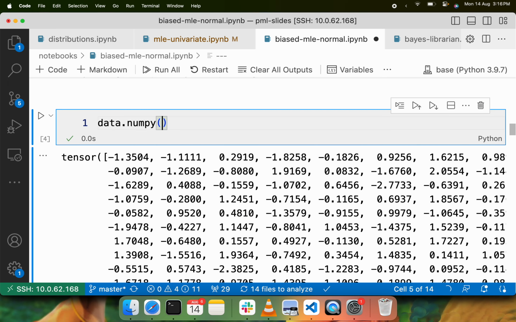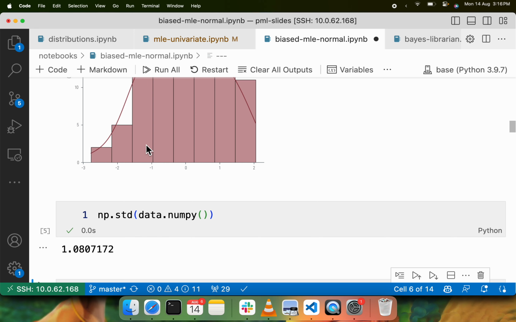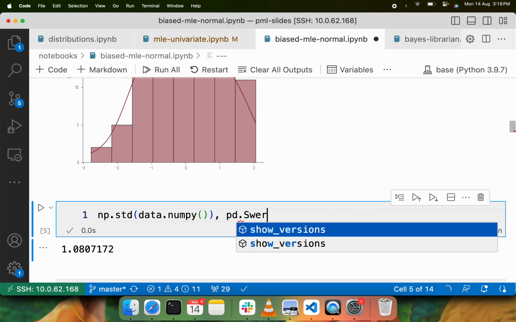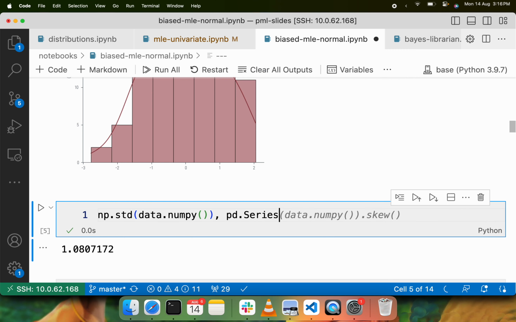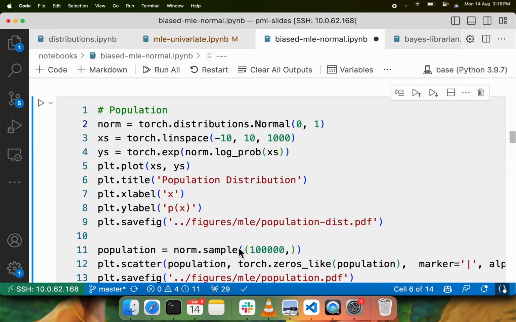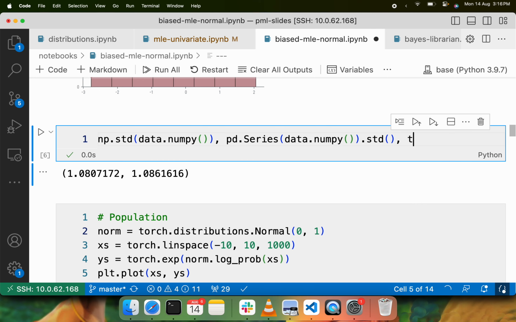So let me convert this to NumPy and do NumPy dot standard deviation. This turns out to be 1.08 some value. Let me do pd.Series of data dot NumPy dot standard deviation, and I get some different value. This is a question I asked in the first slide also, in the first lecture. It turns out to be a different value.